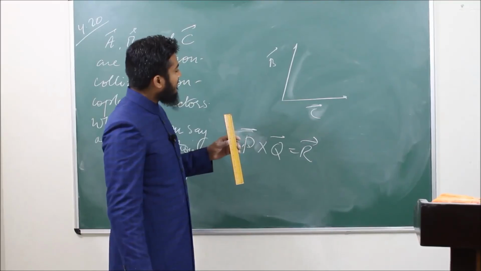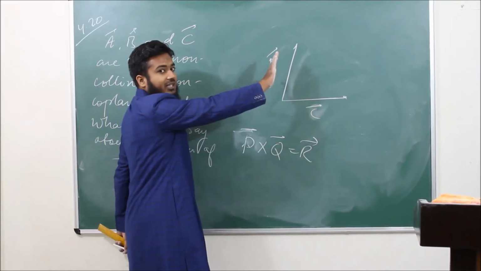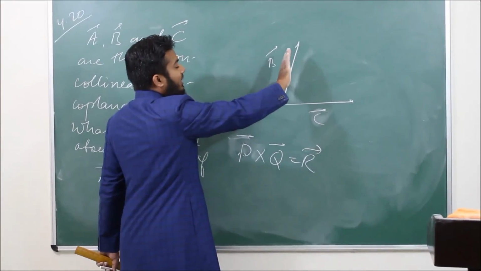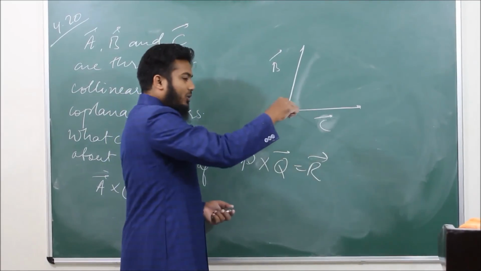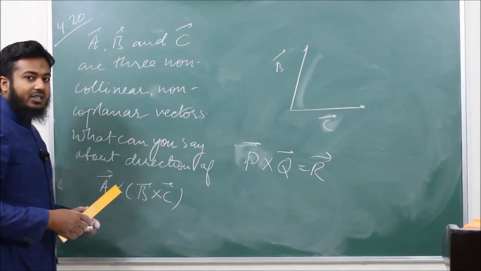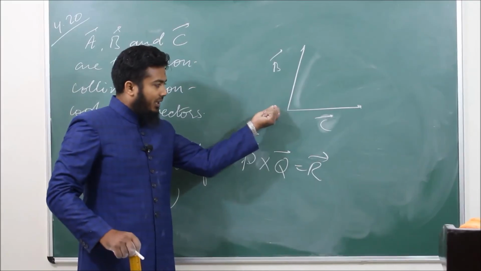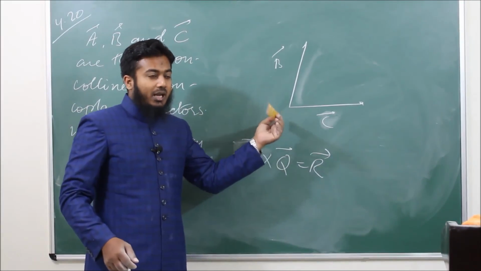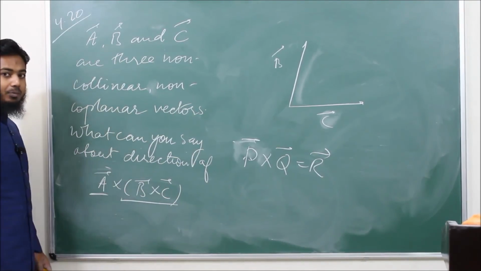So if it is B cross C, then from the right hand rule, fingers along the first vector and curl your fingers through the smaller angle towards the second vector. Then B cross C is actually into the board. So if B cross C is into the board and this A vector is somewhere like this, then you are calculating the cross of A and B cross C.